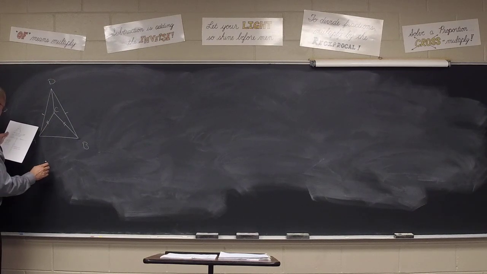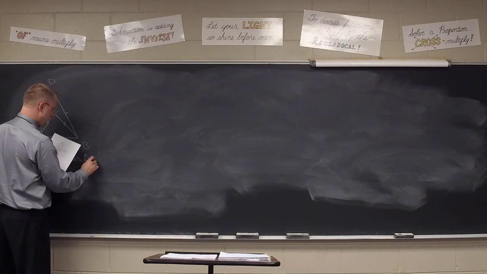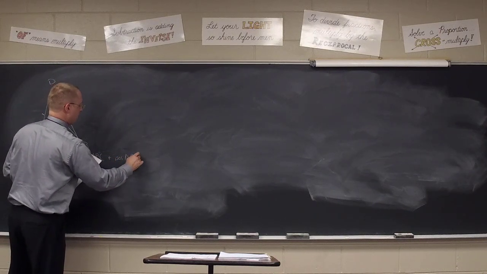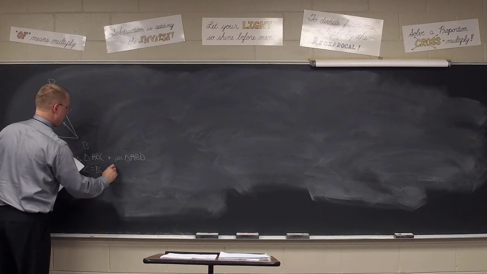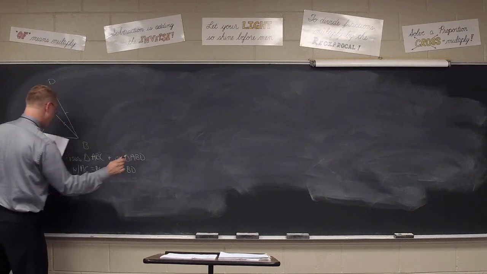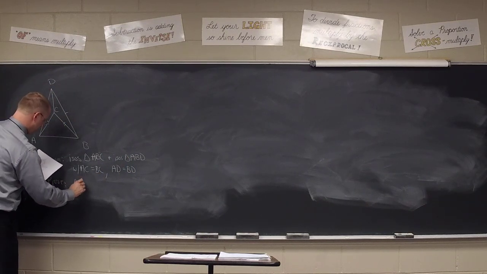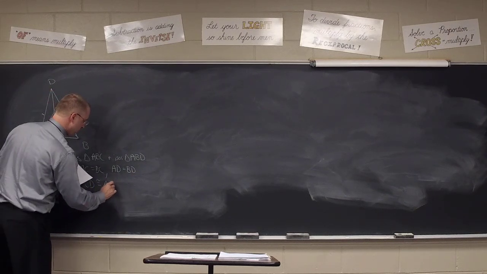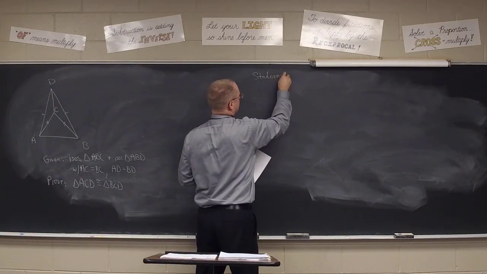So, let's see here. We've got given isosceles triangle ABC and isosceles triangle ABD with AC equal to BC, AD equal to BD. And we wanted to prove that triangle ACD is congruent to triangle BCD. Already had your statements, reasons here.